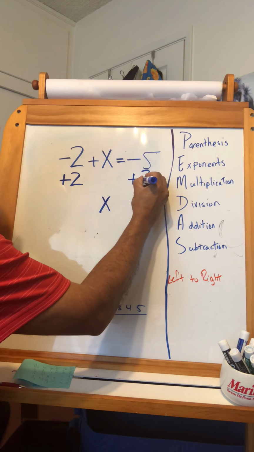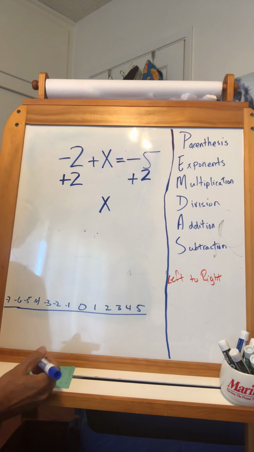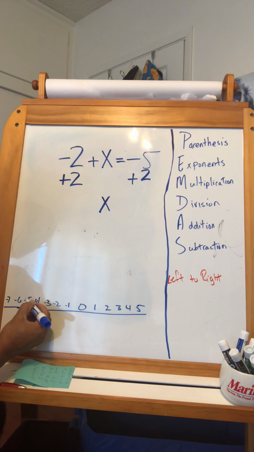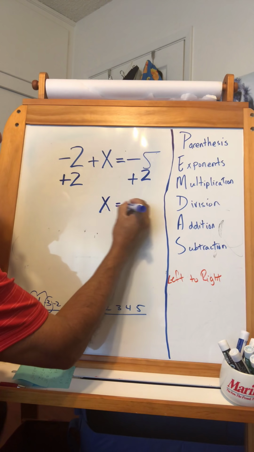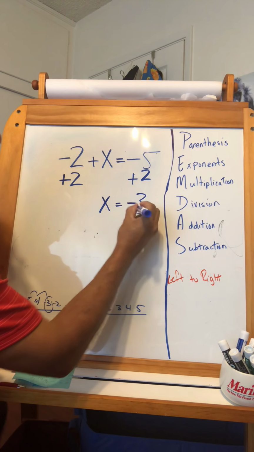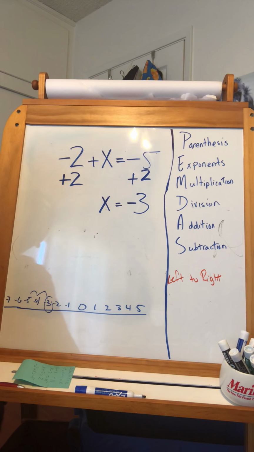Plus 2. Negative 5 plus 2. Well, look down here on my number line, and if I add 2 positive, that means I have to go that way. 1, 2. And that gives me negative 3. So in this particular case, x is equal to negative 3. Two negatives make a positive.